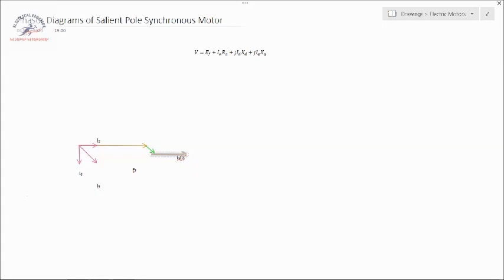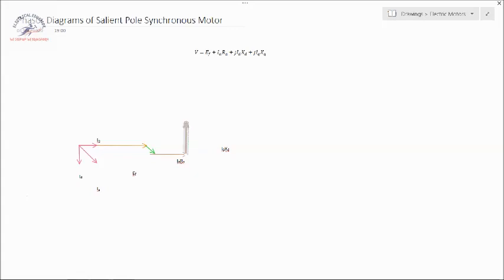Then I have to see what is this vector IQXQ. So IQ is here. So IQXQ is a voltage drop. JIQXQ should lead this by 90 degree. So this will lead here and it should be added with the JIDXD. So this will be JIDXD and we have got the starting point and ending points of the vectors now.